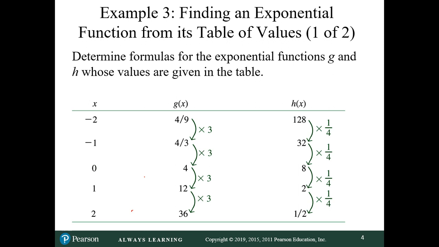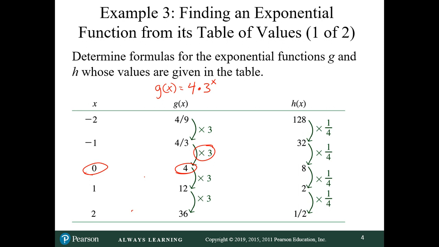All right. So we want to determine a formula for an exponential function here. At x equals negative 2 the value is 4/9, at negative 1 it's 4/3, at 0 it's 4, and then it goes to 12, and then it goes to 36. We're multiplying by 3 each time, right? So what is our initial value on g of x? Well, you look at the 0, and it's going to be 4. We're multiplying by 3 each time, so it's times 3 to the x power.